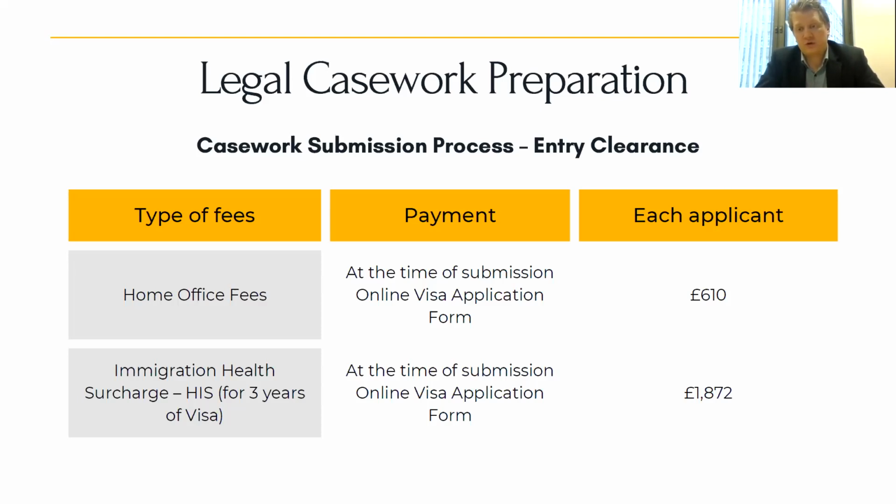which is calculated for this particular visa, which is going to be granted for 3 years. So it will be calculated for 3 years, so £1,872. Yes, the immigration health surcharge for the children is going to be different fees, right? So it's going to be cheaper, calculated fees for 3 years.